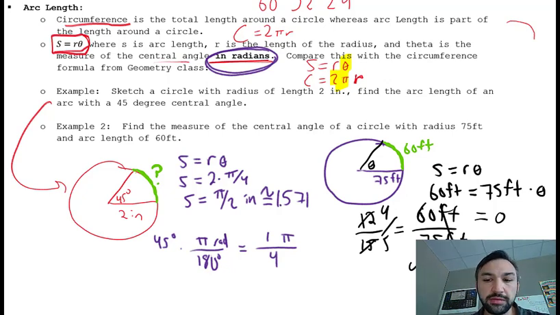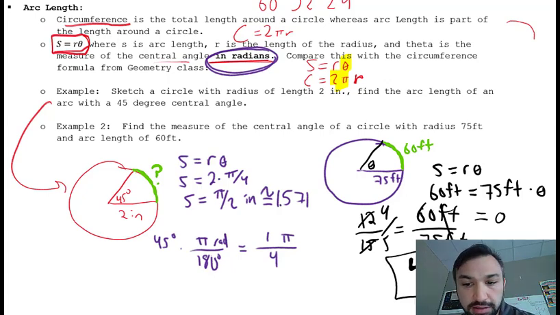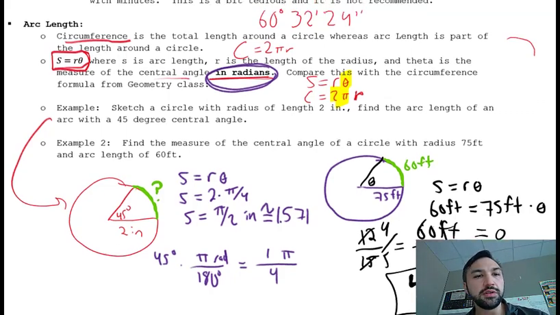Okay, but this is an angle. So is it 4/5 degrees? Is it 4/5 radians? Well, that's why I kept up with the feet units for you. When I divided 60 feet by 75 feet, the units went away. And remember, when the units go away or you don't have units, it's understood to be radians. So 4/5 degrees is incorrect. 4/5 radians is fine.